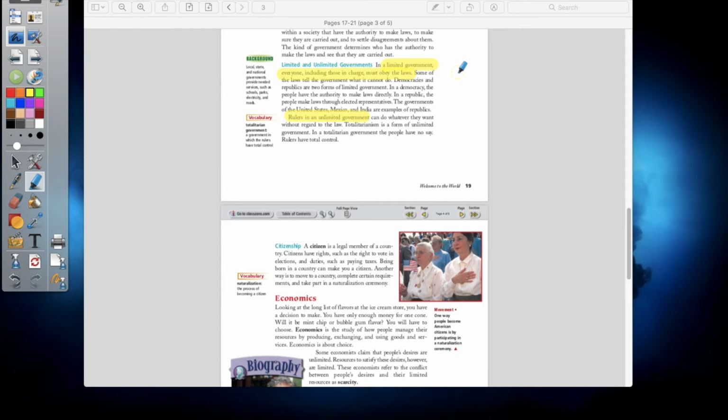Democracies, for example, over the entirety of the world's democracies, are all limited governments. Because yes, the government of a democracy is powerful, but its power is limited by the citizens that live within it. And that's what makes it a limited government. An unlimited government, however, is where the government can do whatever they want without regard and without consequences, to the point where they can even break the law if they want to, and nothing can be done about it.